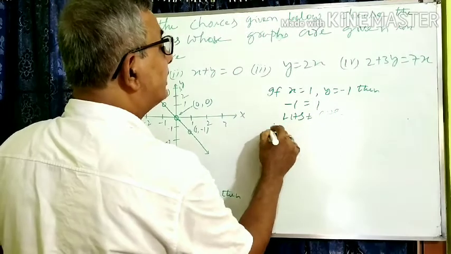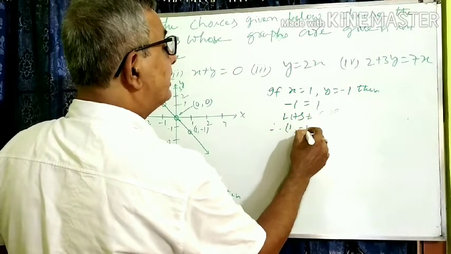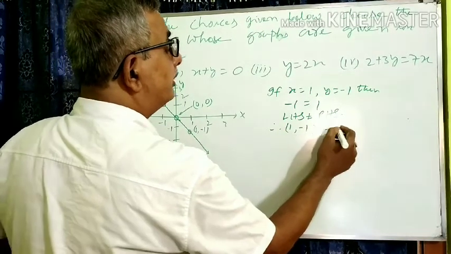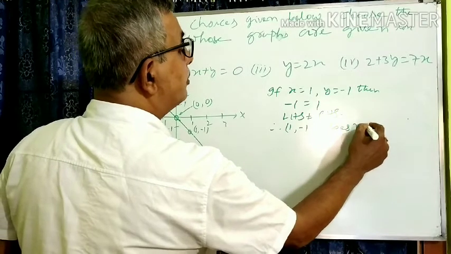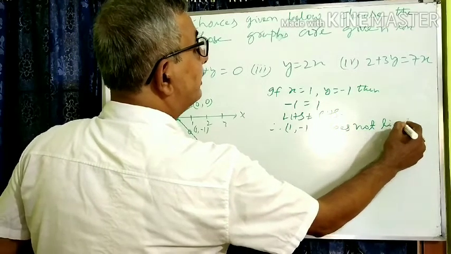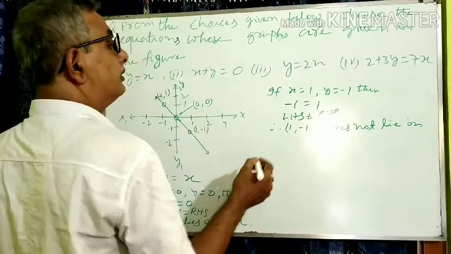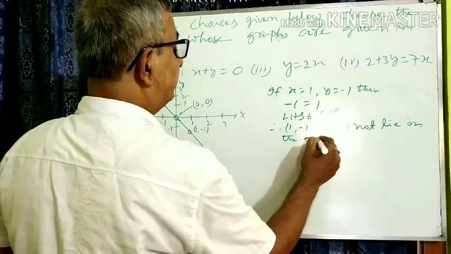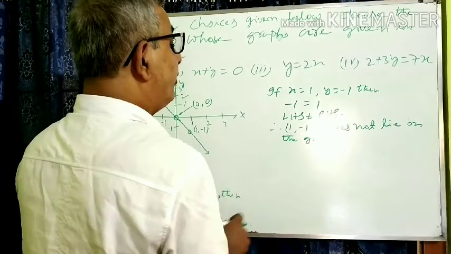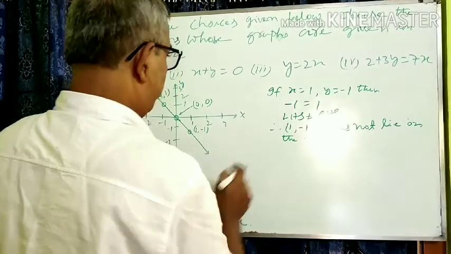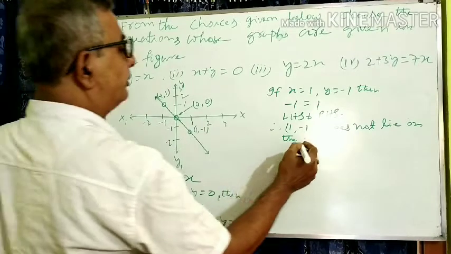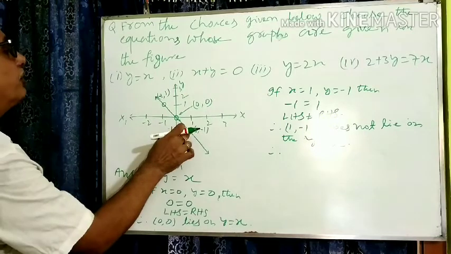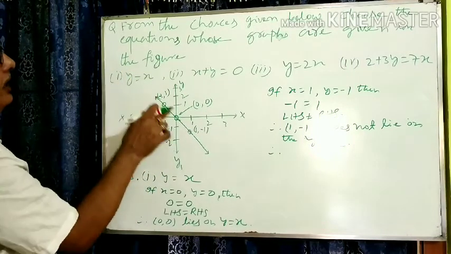That means what? 1, minus 1 does not lie on the line, on the graph, or on the line you will write. Which line is there? Which line have I tested? This line, on the line y is equal to x. Therefore you see, this point is not lying on this. So how will it be the equation of this?